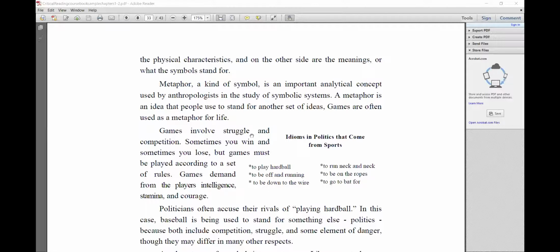Games involve struggle and competition. Sometimes you win and sometimes you lose, but games must be played according to a set of rules. Games demand from the players intelligence, stamina, and courage.